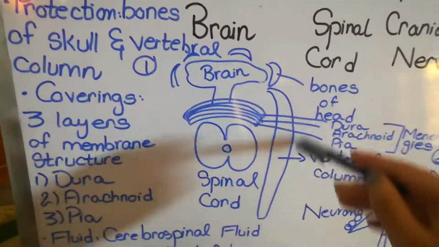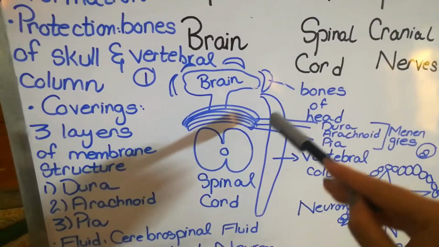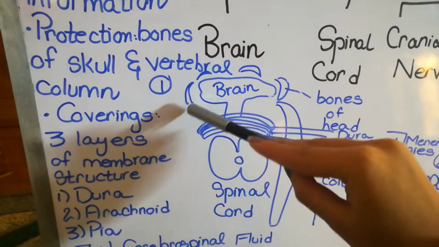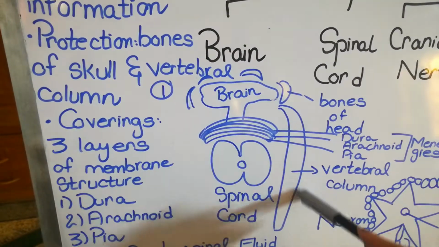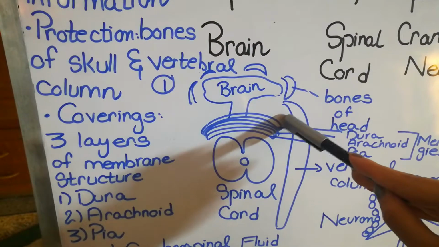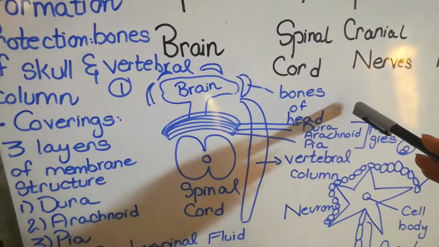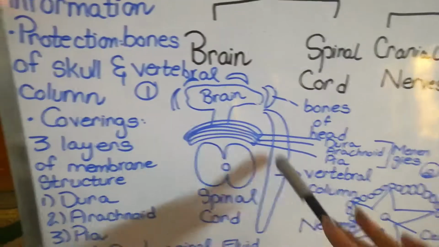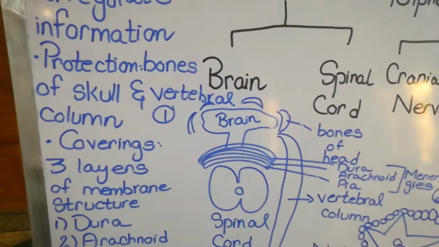Then that was about this figure. Basically, what this figure is showing is the brain and spinal cord protected by the bones of your head and your vertebral column. You have the three covering layers of membranes known as meninges: outer dura, inner arachnoid, innermost pia mater. And the fluid, that is the cerebrospinal fluid.